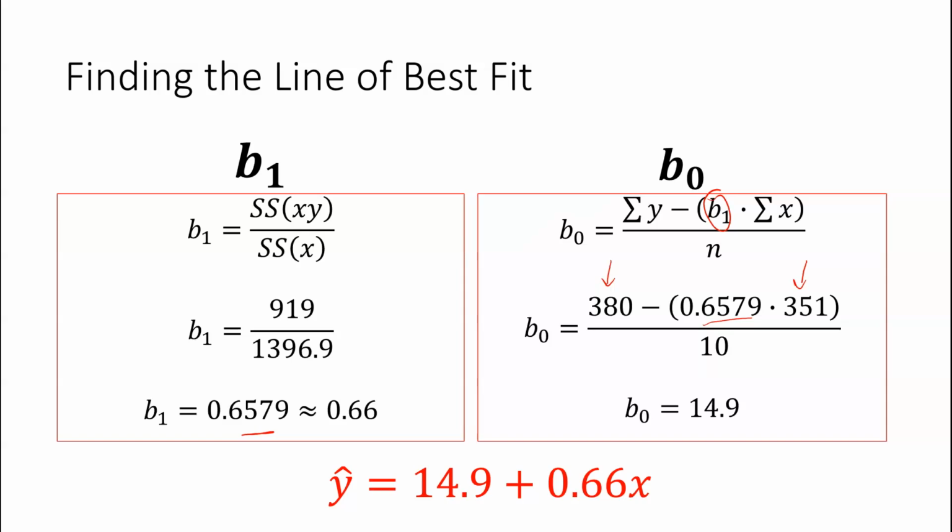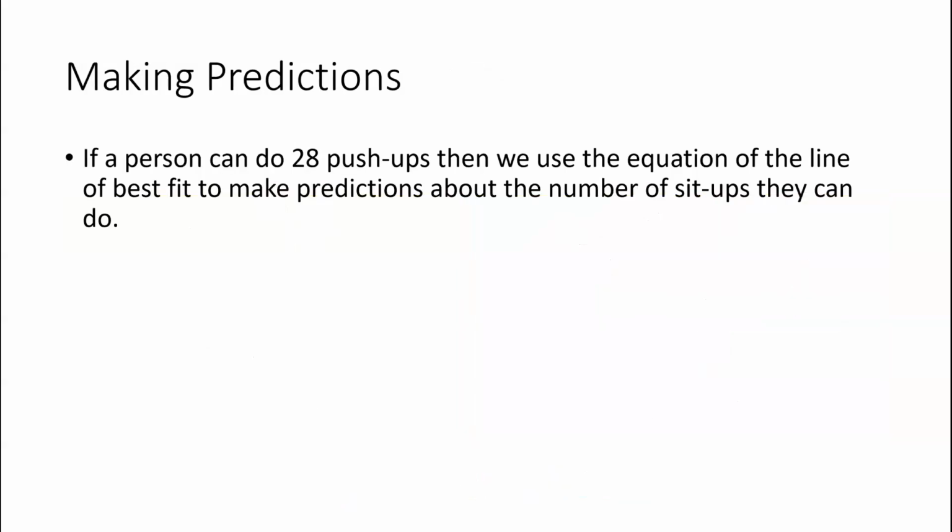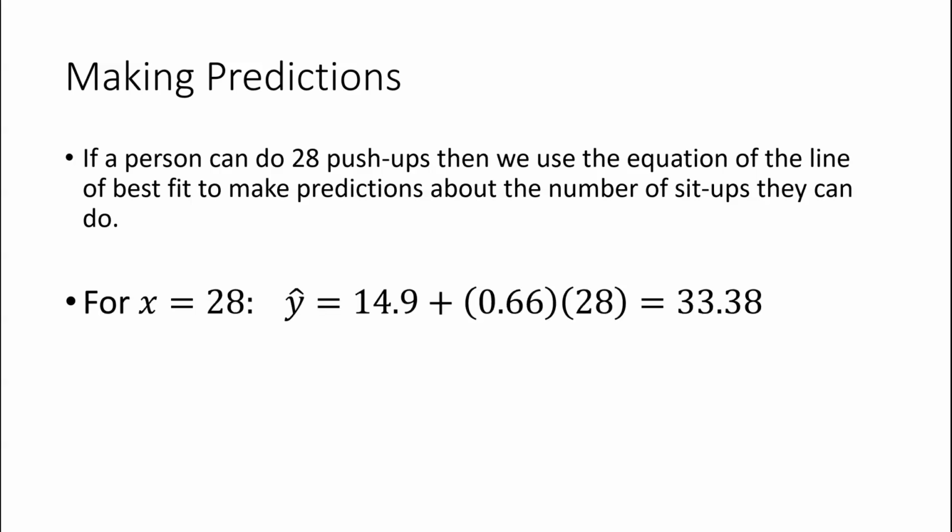And this allows us now to make predictions for other values of x that we don't have given as an ordered pair. So if a person can do 28 push-ups, then using the equation for the line of best fit helps us to make predictions about the number of sit-ups they can do. For x equals 28, our y hat is equal to 14.9 plus the slope 0.66 times, we're going to sub in the 28. And we'll say, well, they can do about 33 sit-ups based on this model.